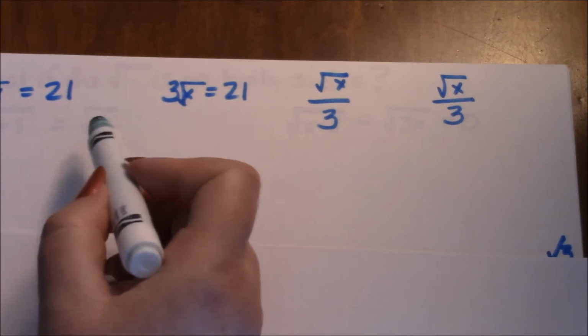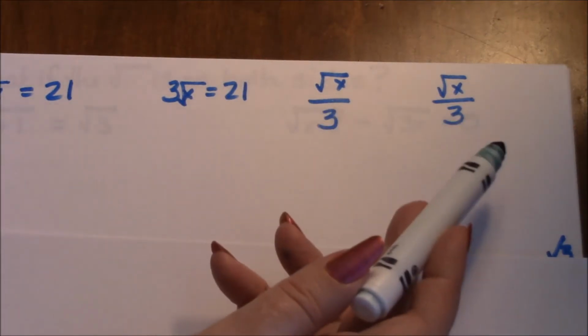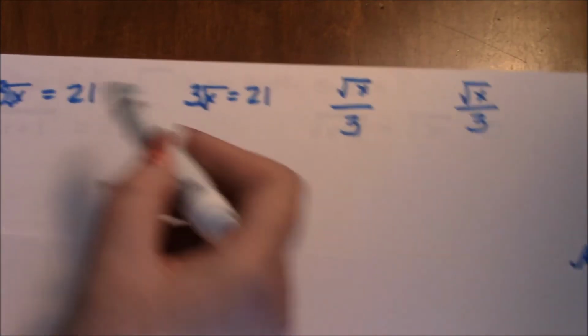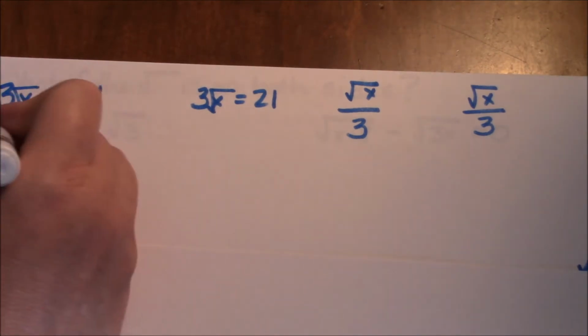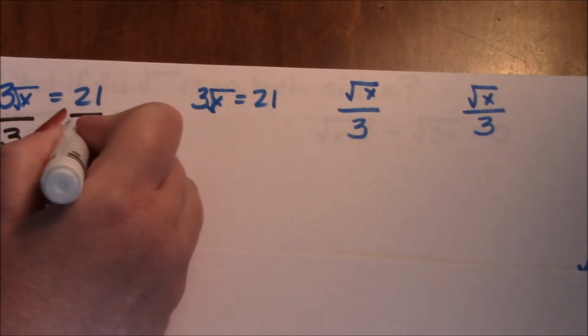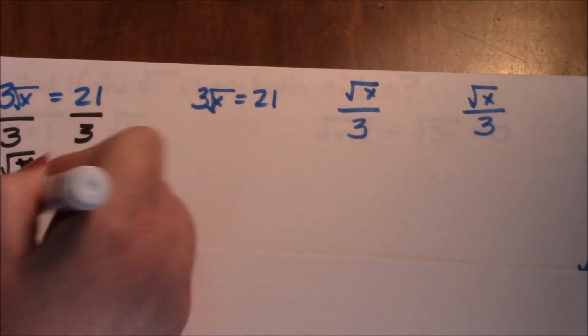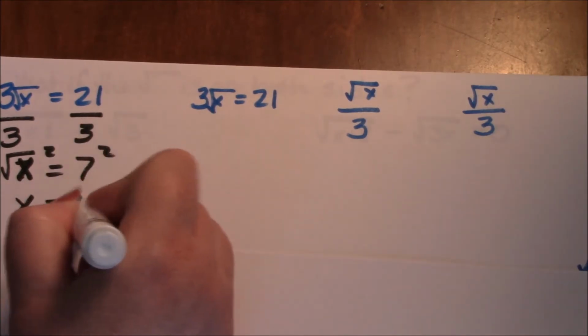So now let's deal with what happens when something is multiplied or divided to our root x. So if I have 3 times root x equals 21, I'm going to divide each side by 3 first. So root x equals 7, and I square both sides, and x equals 49.